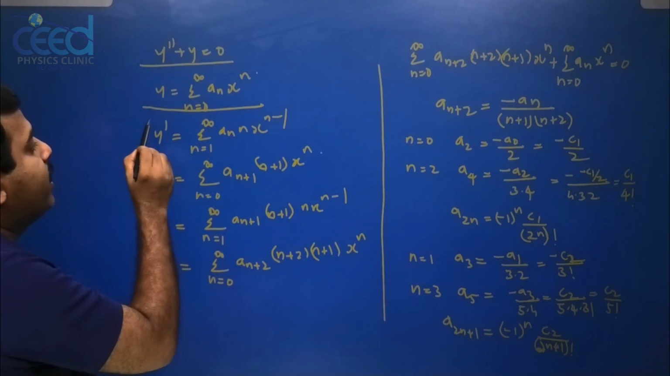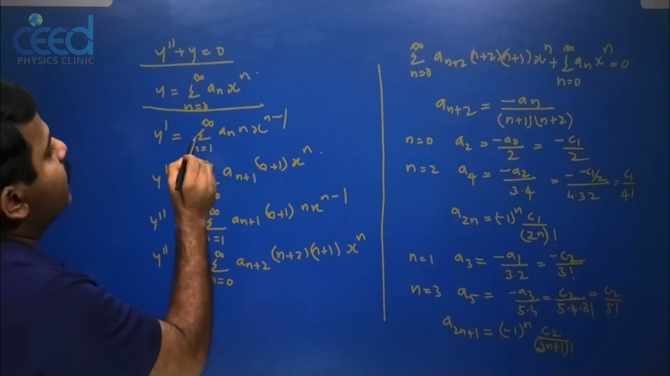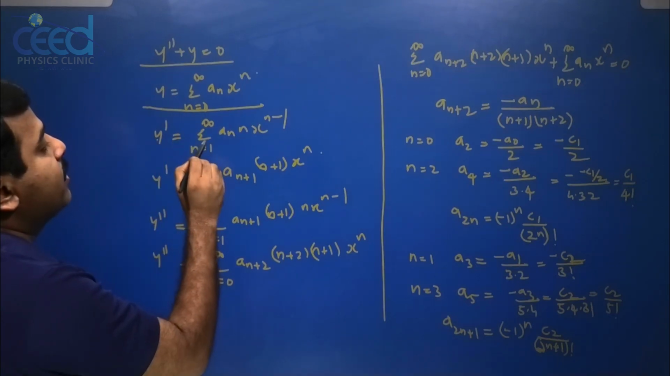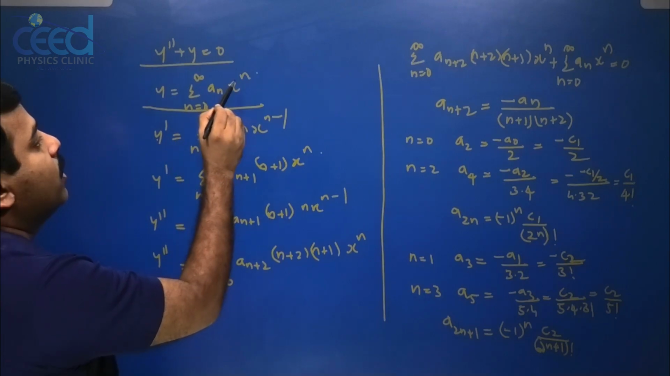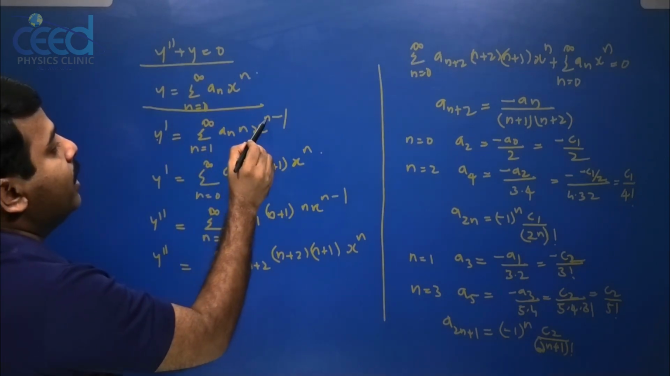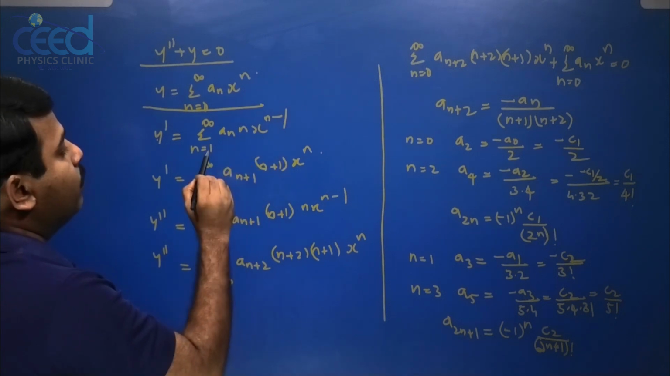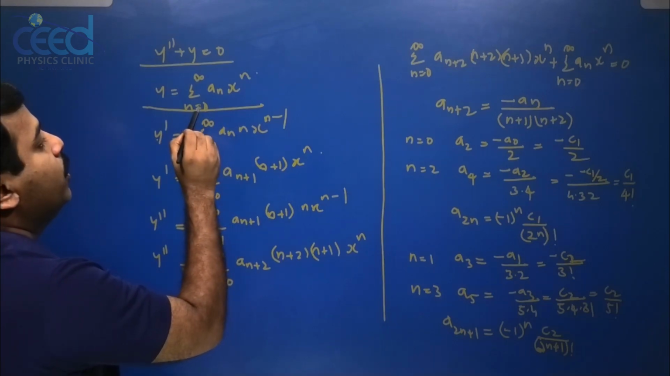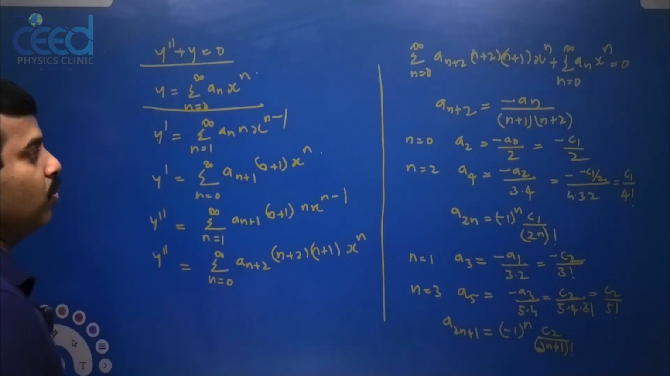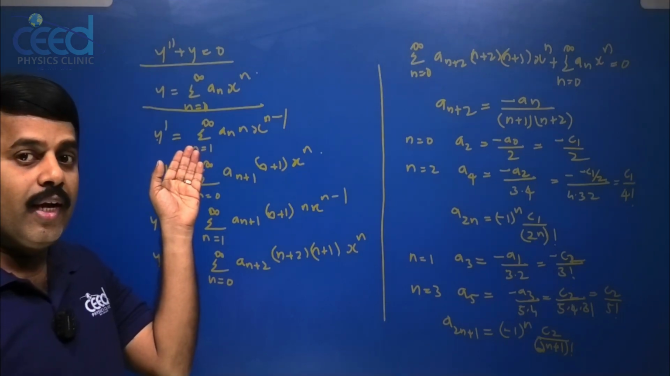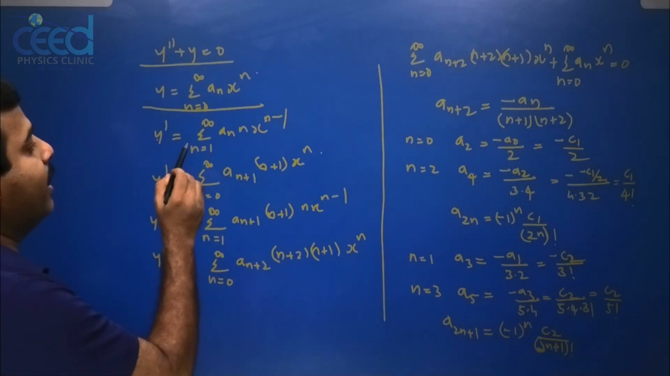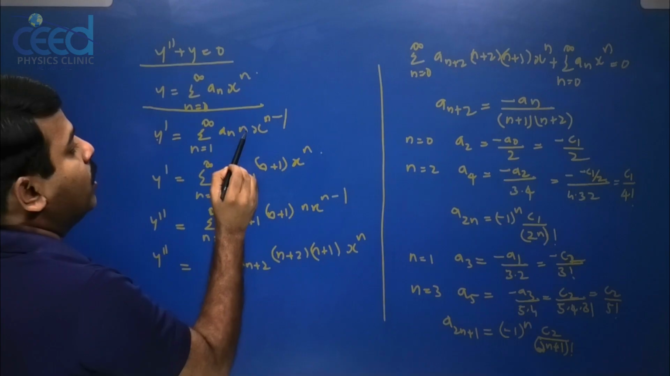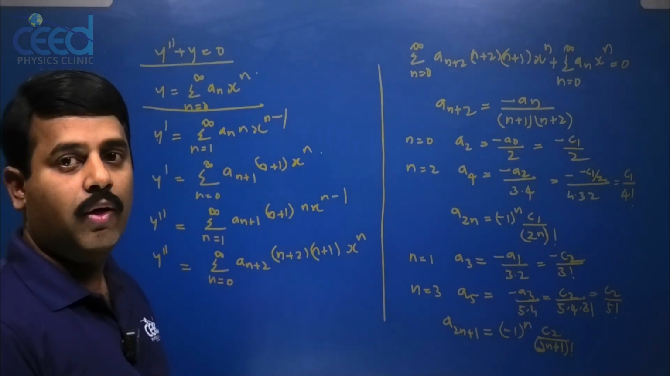Now I am finding y dash from it, the first differentiation. By differentiating one time, the starting n value increases by 1. Why? Because when n is equal to 0, x raised to n, differentiating gives x raised to n minus 1. Then you have to put n is equal to 1, and only then x raised to 0 comes. If you put n is equal to 0, x raised to 0 comes. So the n value increases by 1: sigma n is equal to 1 to infinity, differentiating a_n x raised to n gives n a_n x raised to n minus 1, alright.